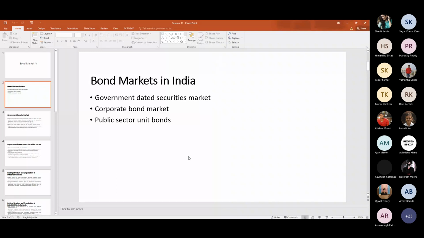But if you look at the Indian market, it is largely dominated by government dated securities. In terms of trading, activities and volume, the Indian market is mostly dominated by the government dated securities market. So let us first discuss certain things related to government dated securities. Then we can move towards the corporate bond market and the public sector unit bonds.